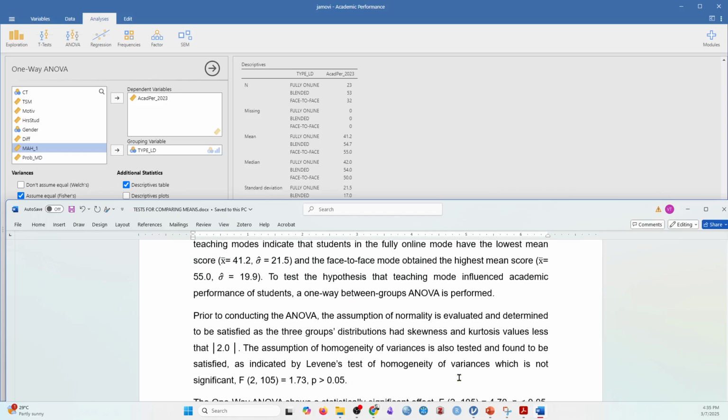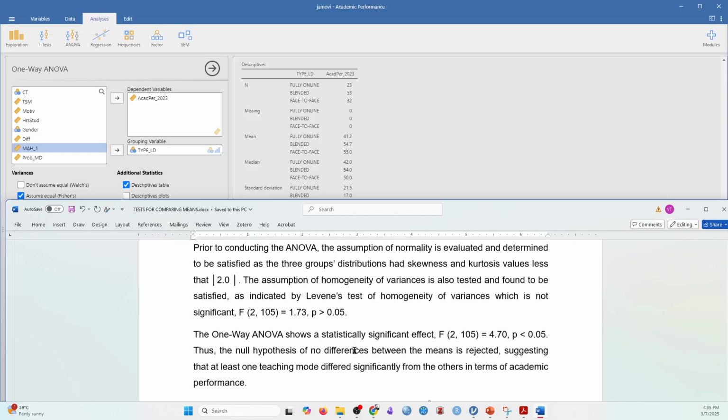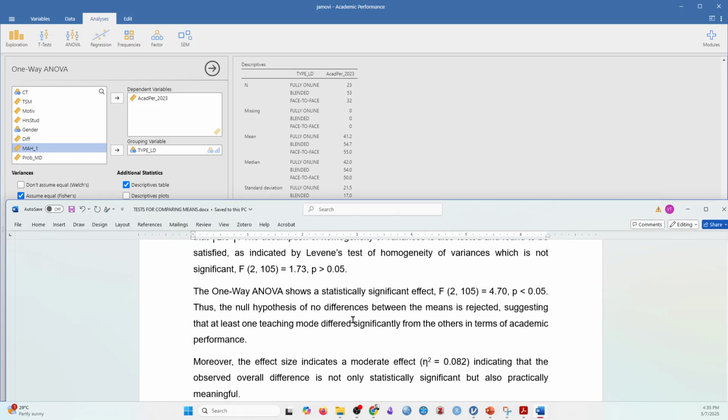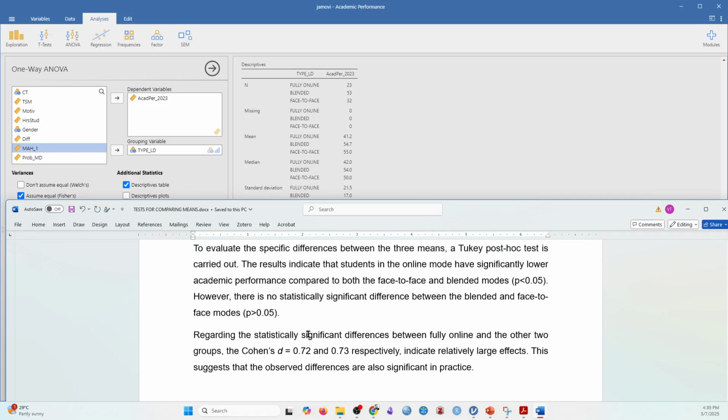And overall, actually, what we can say is that students having followed a fully online mode have lower academic performance compared to those who followed the course on a blended or face-to-face mode, right? So fully online mode, much lower compared to the other two groups. But between blended and face-to-face, we have no difference, no significant difference.